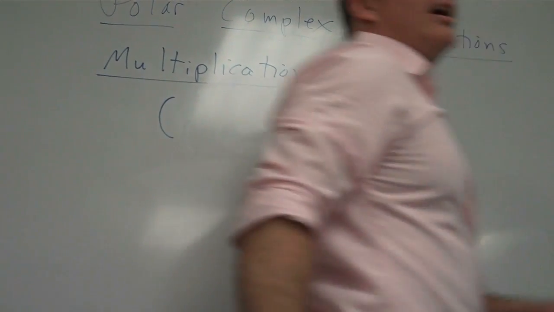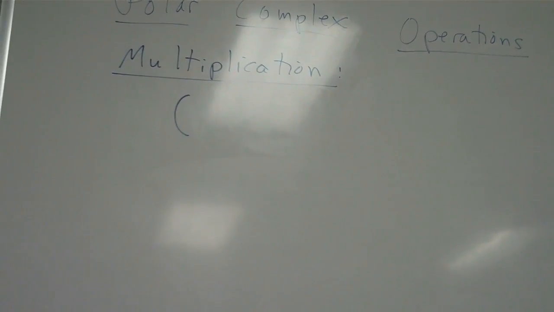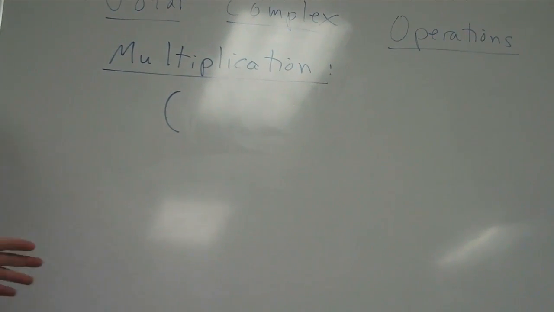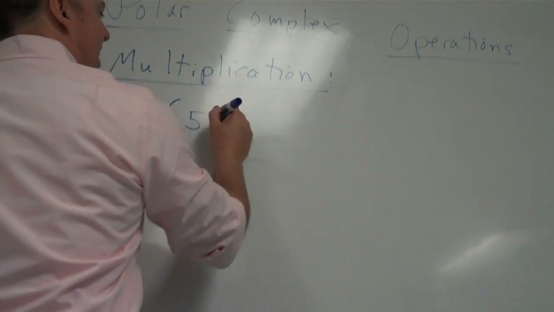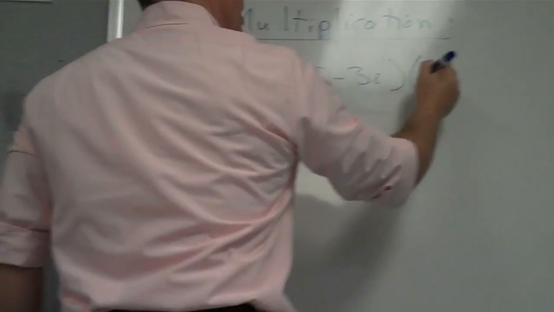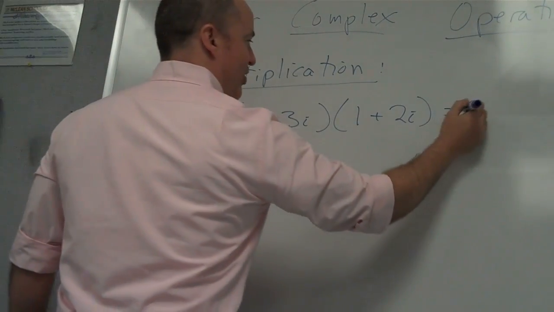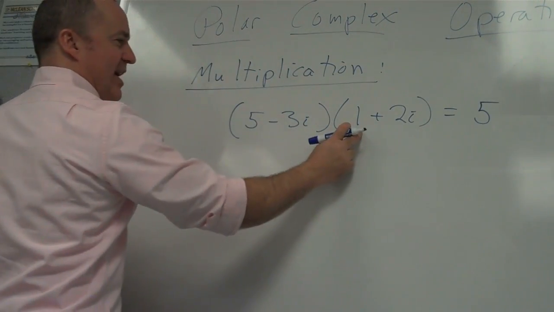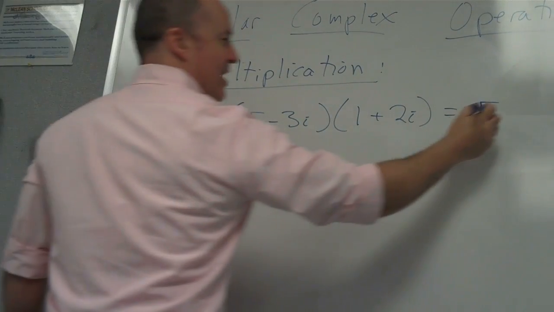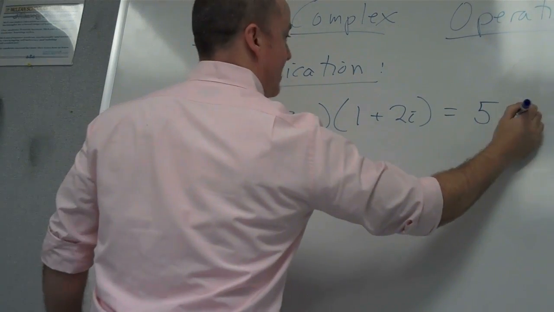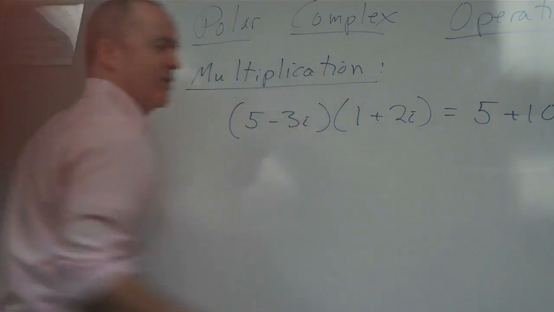All right. I'm not going to do the same problem twice because that would be annoying. But in order to multiply before, if I had 5 minus 3i times 1 plus 2i, multiplication the way it used to be, you had to FOIL from here, and you had to keep track of your i's squared. So my first would get me 5, correct? Yeah. And my outer would get me plus 10i, correct?